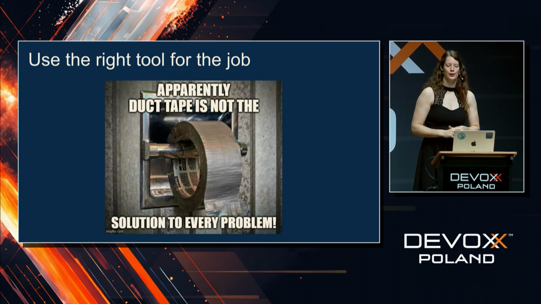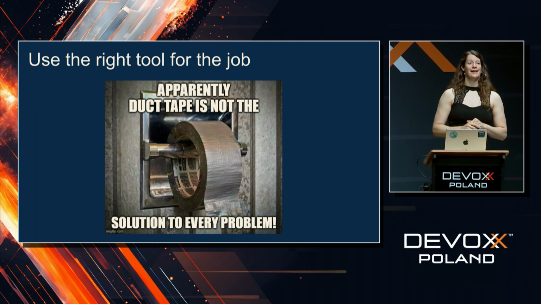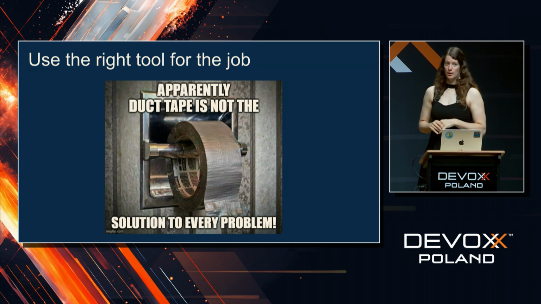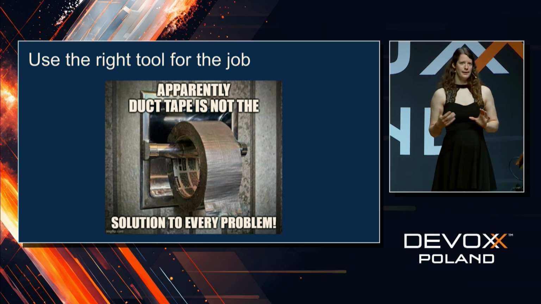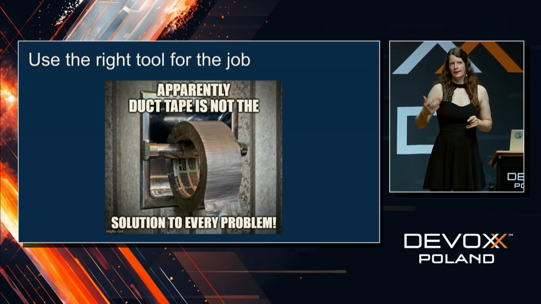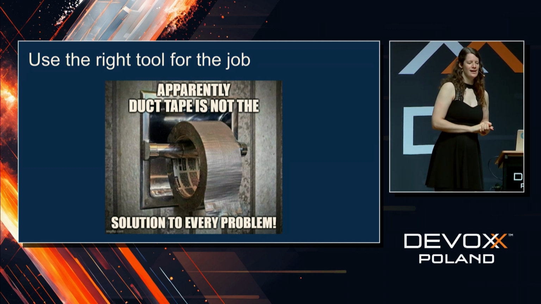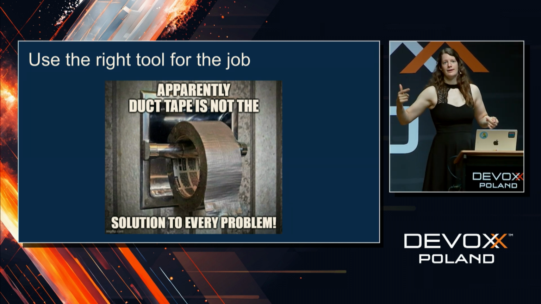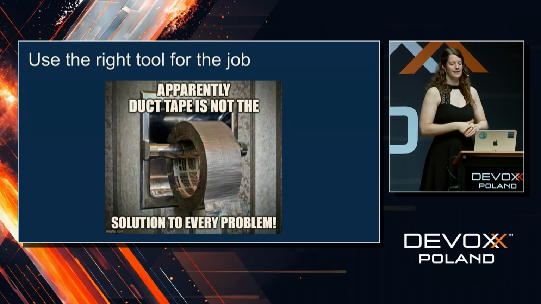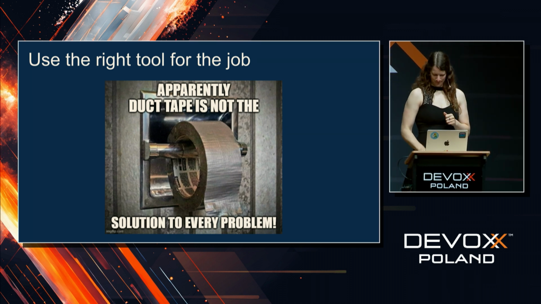But apparently duct tape is not the solution to every problem. It's the same with AI, right? So use the right tool for the job. We already have a lot of tools that could be replaced by AI, but maybe we don't need to, right? Like linters, like your dependency vulnerability checks. We already have great tools for them without AI, and they're faster and cheaper, more optimal, more deterministic. So just keep AI for the things where you really need it.